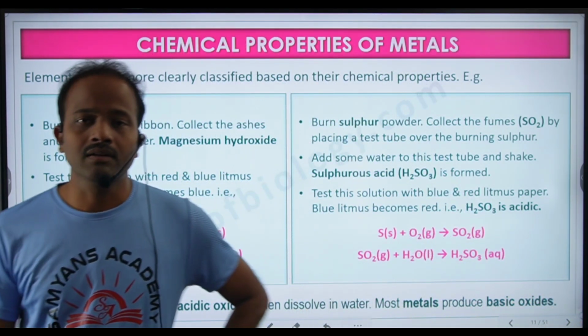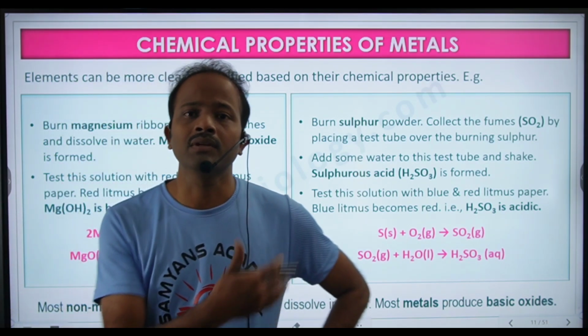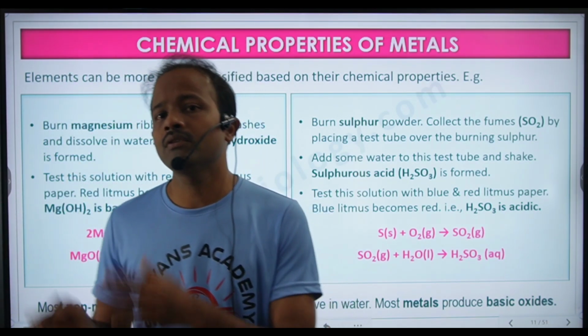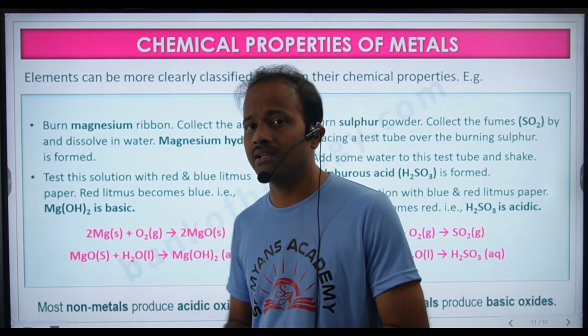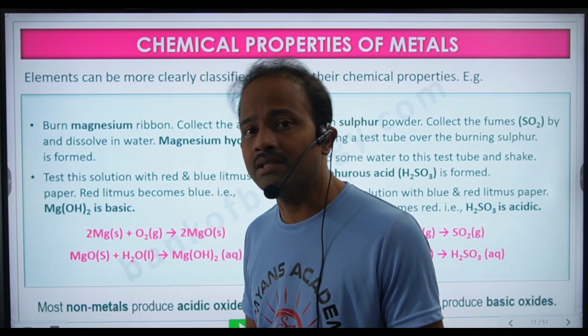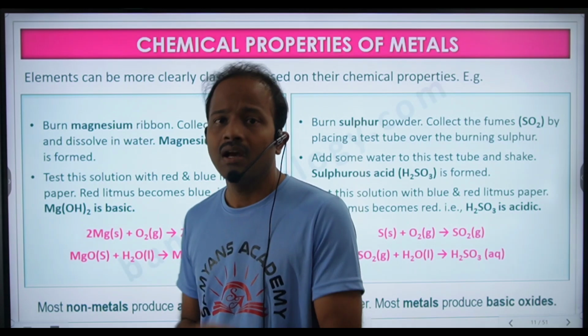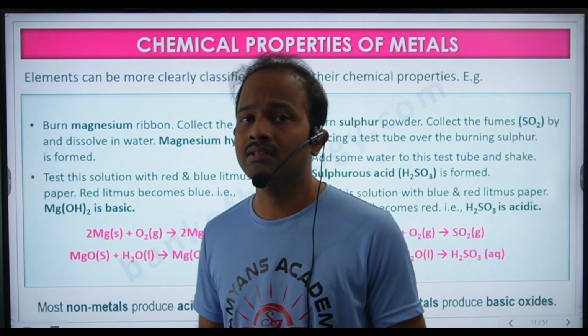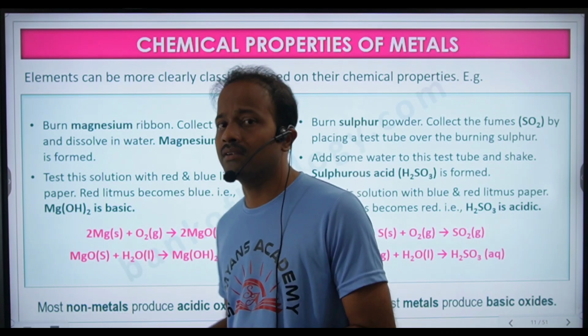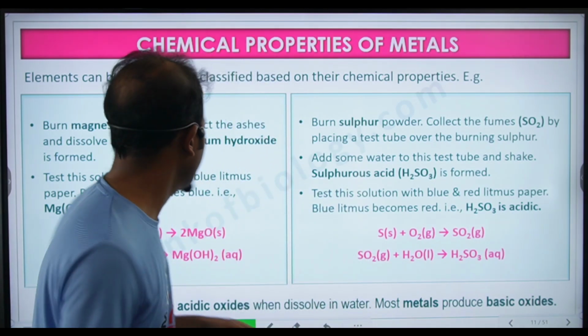Okay, all metals burn with oxygen and form metal oxides, and when you dissolve these metal oxides in water, some of them give basic solutions. And how do you test this basic nature? When you take red litmus and keep it in that solution, the red litmus becomes blue, so this indicates that hydroxides of the metals are basic in nature, right?